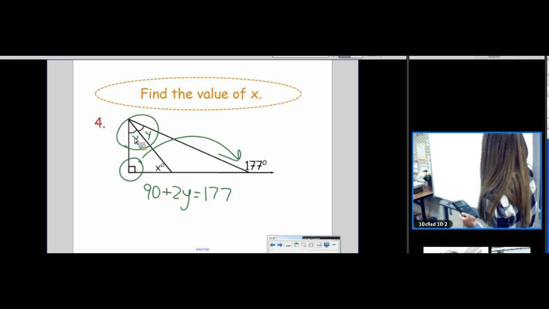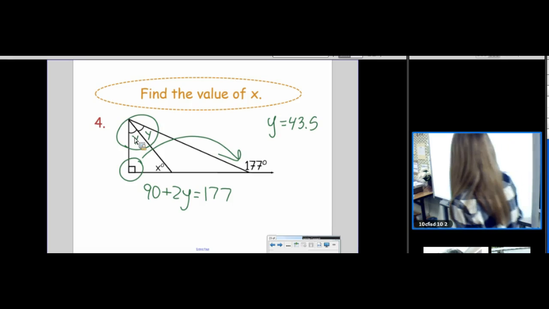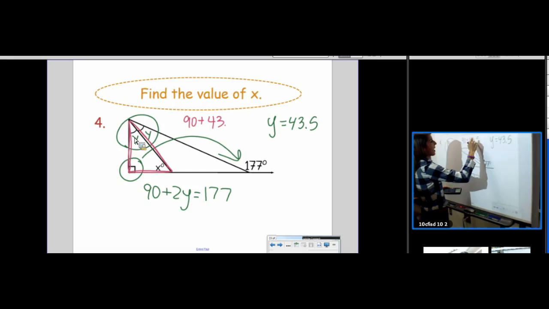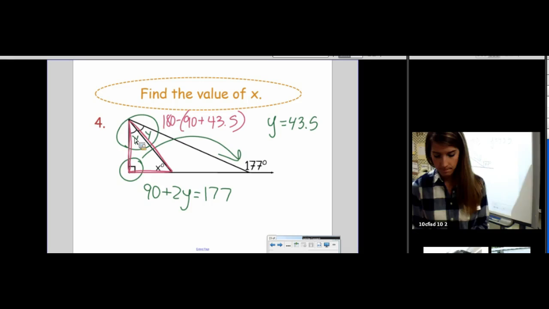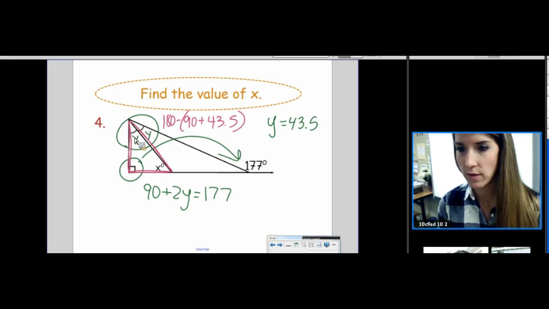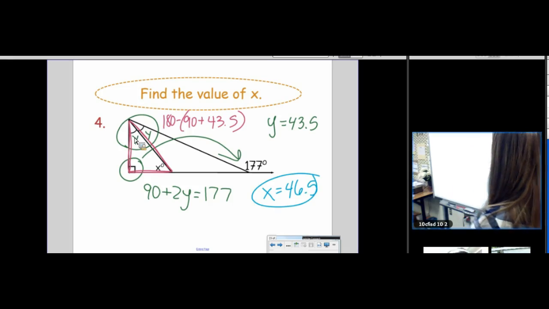All right, so you do get a decimal answer. Y is 43.5. And then, of course, to find x, you can use the triangle angle sum theorem. You can add 90 plus 43.5, and subtract that from 180. Final answer of 46.5. Very good. That was a lot of arrows, or a lot of markings up there for a not very difficult problem.